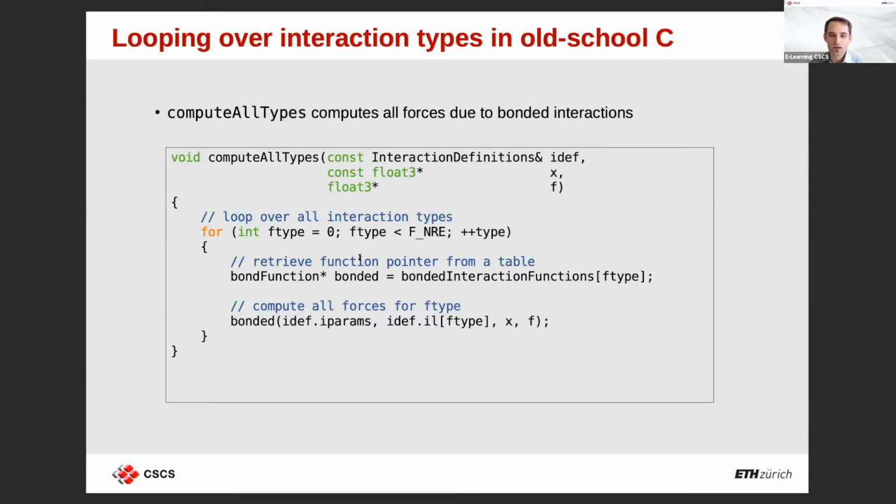Once you have this interaction definition, basically the only thing you need in addition to compute forces is the coordinates. So once you know where all your atoms are and where the interactions are, you can just write a loop over all your interaction types. And the way that this has been handled is to just retrieve a pointer from a function table, and then that function knows how to deal, for instance, with harmonic bonds. And then you compute all forces for harmonic bonds.